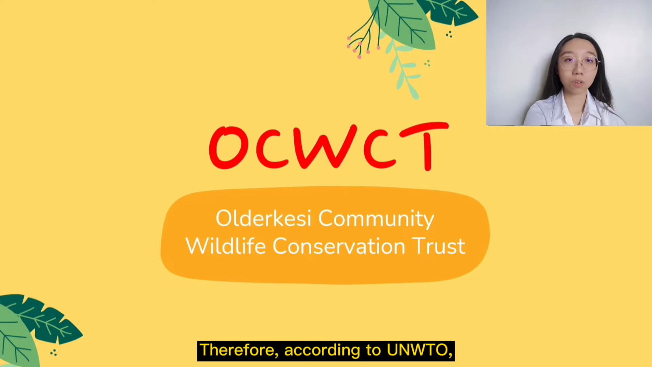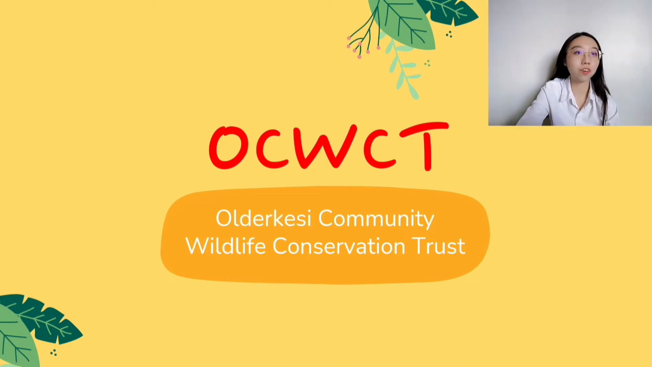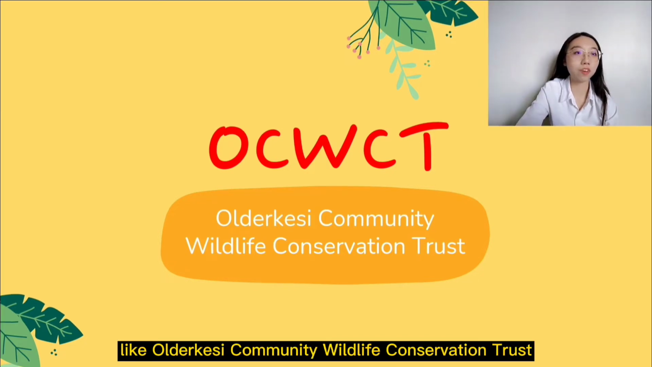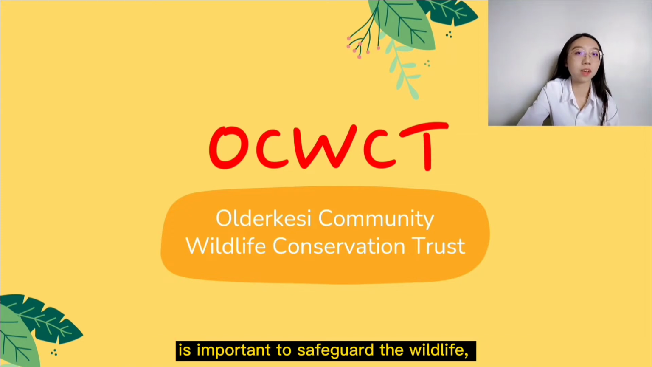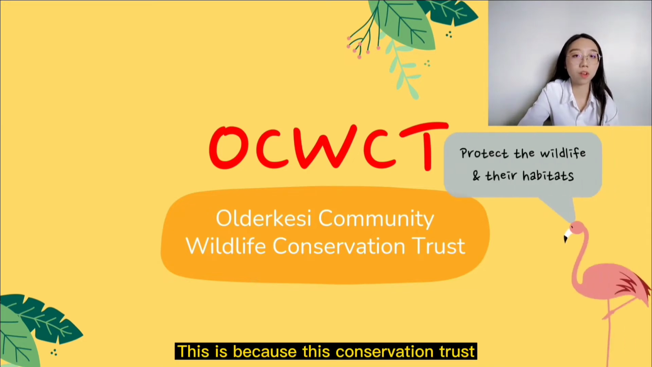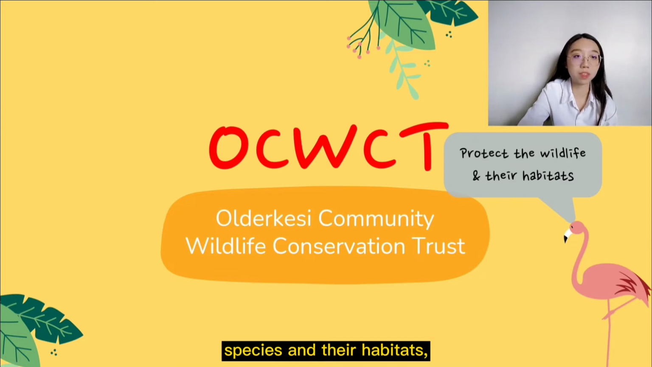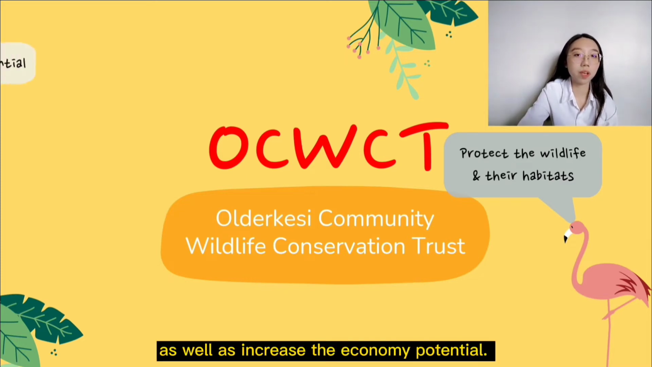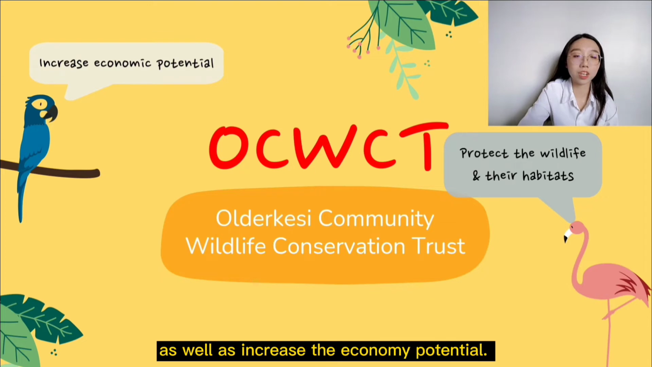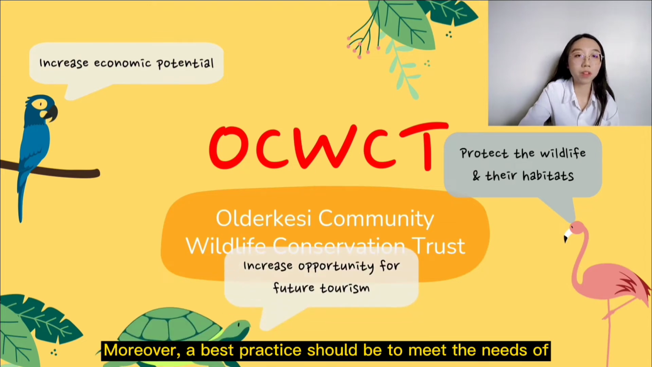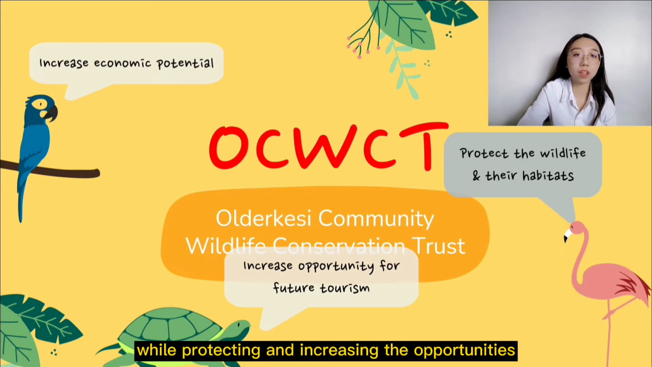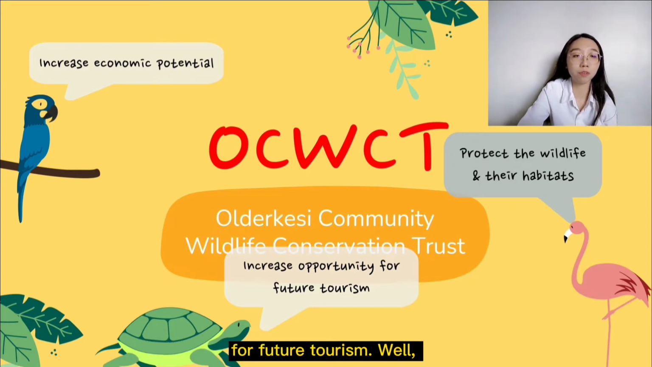Therefore, according to UNWTO, a conservation trust like Odakeshi Community Wildlife Conservation Trust is important to safeguard the wildlife while developing tourism. This is because this conservation trust can achieve the protection of wildlife species and their habitats, as well as increase their economic potential. Moreover, a best practice should meet the needs of current tourists while protecting and increasing the opportunity for future tourism.